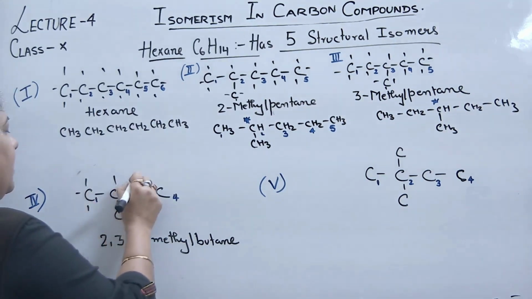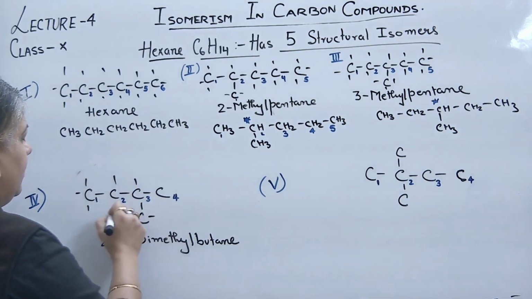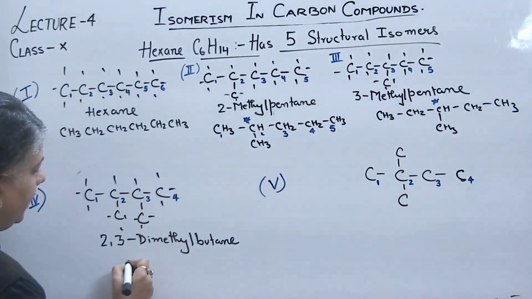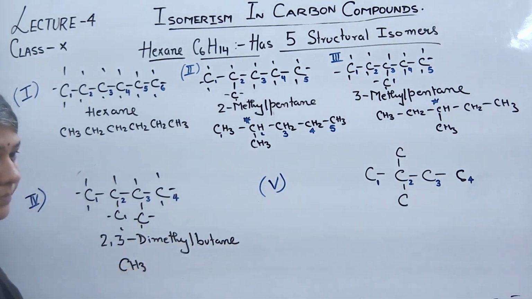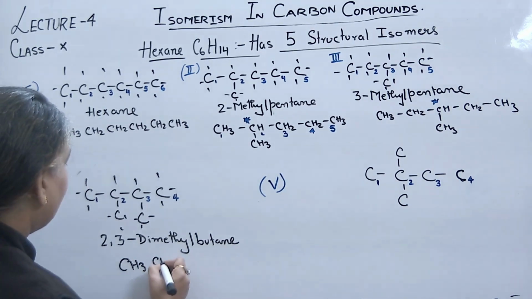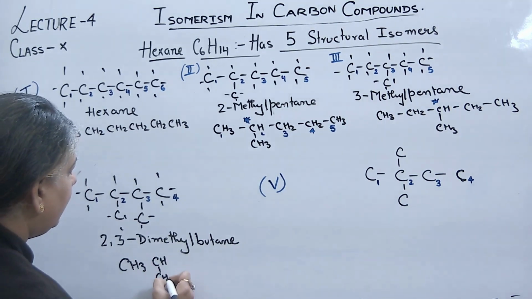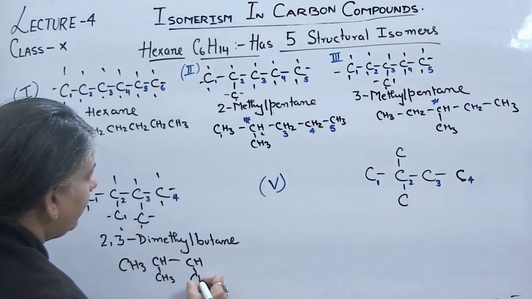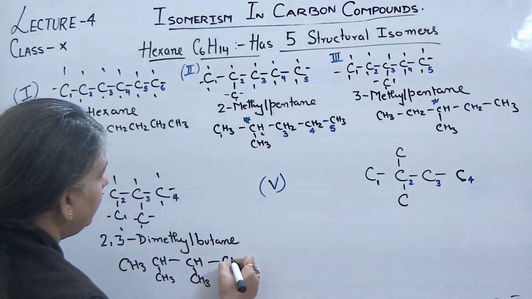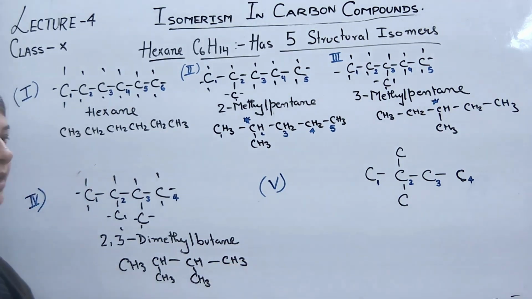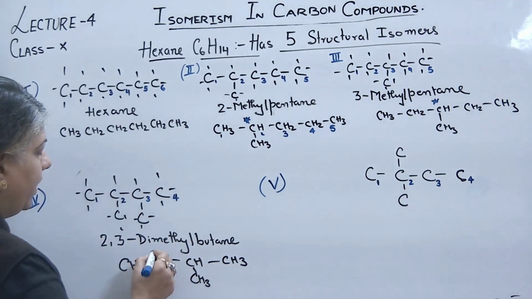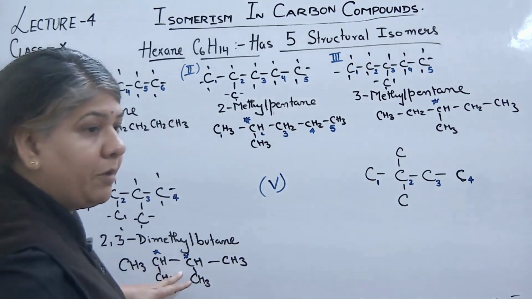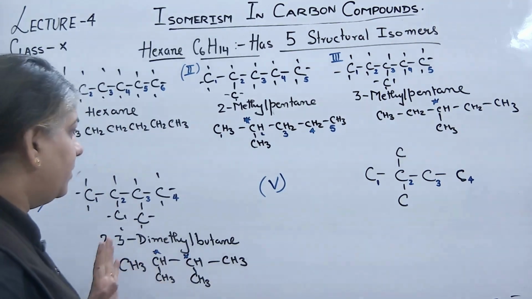Fill the remaining bonds with hydrogen. So the formula will be something like this: CH3, CH, then branched carbon CH3, CH, then branched carbon CH3, then CH3. See, the branching is taking place at carbon number 2 and 3 here. So both the carbons have reduced number of hydrogen.